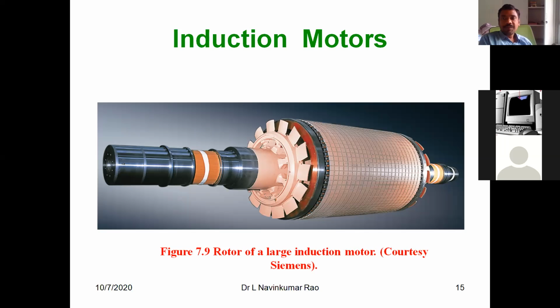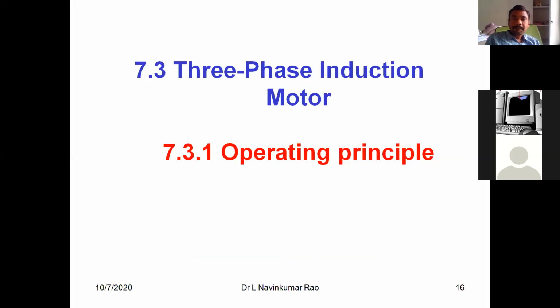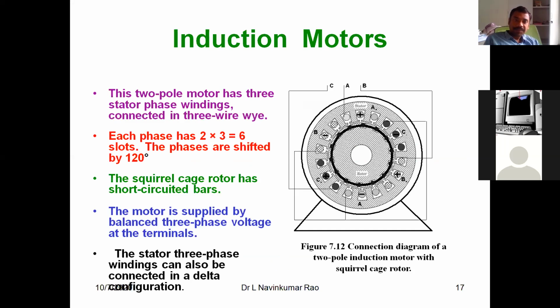You can see the picture view of large size induction motor. It's a rotor. Okay? Large size induction motor. Of course, but see, it is mentioned, reference is given that it is taken from Siemens. Okay? Operating principle of three-phase induction motor we have already studied. So you can see this, the connection diagram of two-pole induction motor with squirrel cage. You can see here clearly.